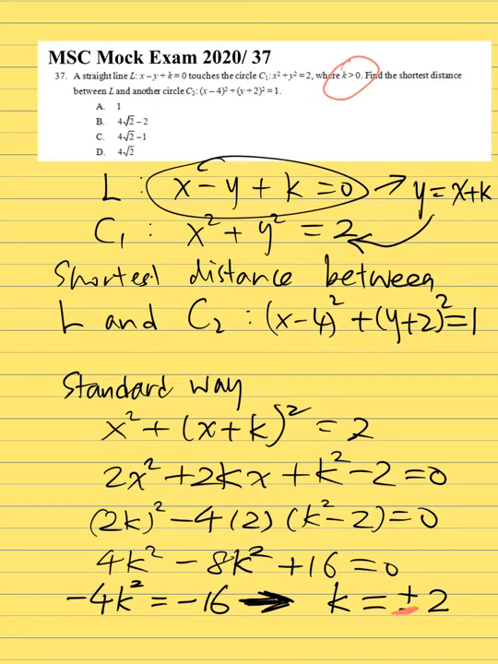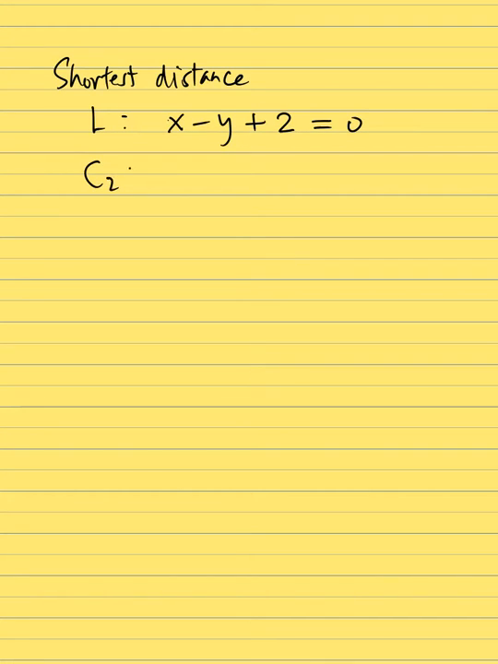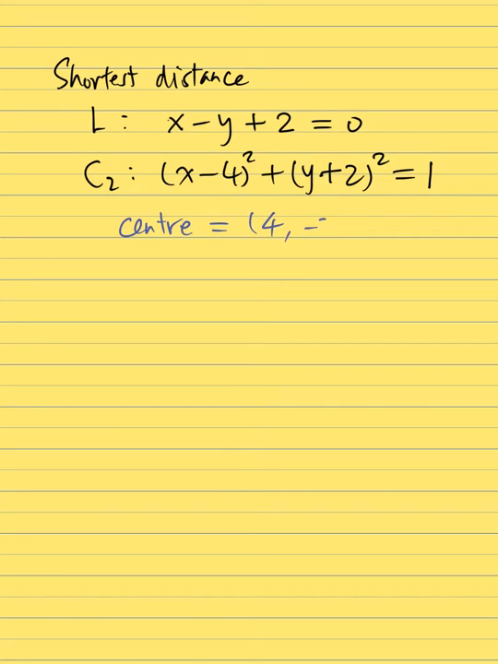positive 2. Now the second step, we want to find out the shortest distance between the line L, which is x minus y plus k, now k is 2, and the circle C2, x minus 4 squared plus y plus 2 squared equals 1. It's easy to see that the corresponding center is (4, negative 2), and the radius is 1.